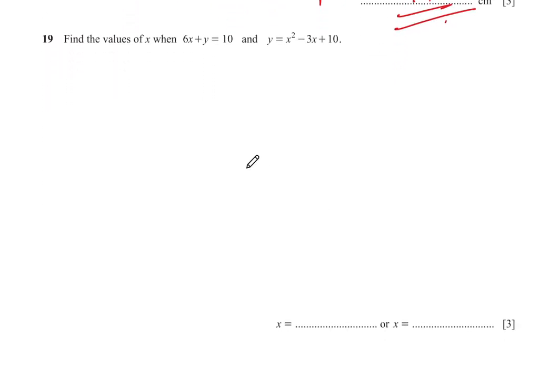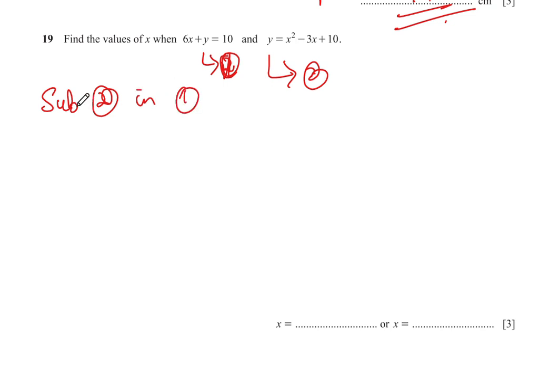So the 19th one is: find the value of x when 6x plus y is equal to 10 and y is equal to x square minus 3x plus 10. So this is the first equation and this is the second equation. Use the second equation value, substitute it in the first equation. So the first equation implies 6x and the y value substituted, that is x square minus 3x plus 10, is equal to 10.